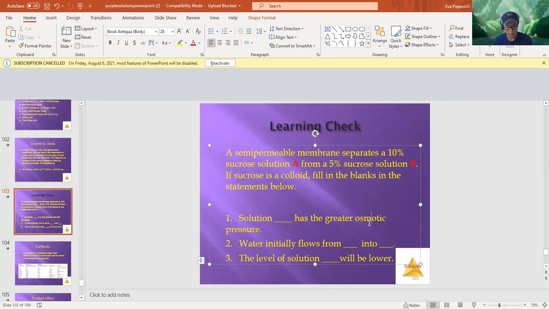So I think solution B would have the greater osmotic pressure. Because you're looking to... 10% is greater concentration than 5. I'm sorry, other way around, Ethan. 10% is a greater concentration. So you're going to get a flow of liquid from the lower concentration to the bigger concentration. So solution A has a greater osmotic pressure. Okay. So from that, it flows from B into A.